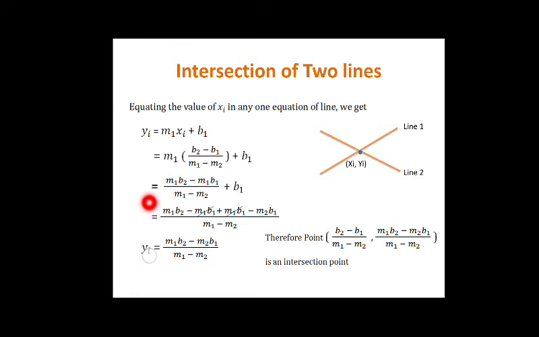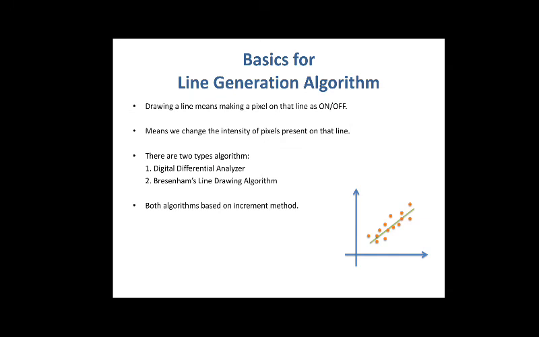Now I get both the coordinates. Therefore, the point b2 minus b1 divided by m1 minus m2, comma, m1 b2 minus m2 b1 divided by m1 minus m2, is nothing but the intersection point. In this way we can find any point which lies on a line by having the equation y is equal to mx plus b. So we can calculate in such a way. This is all about the line segment and the intersection point.